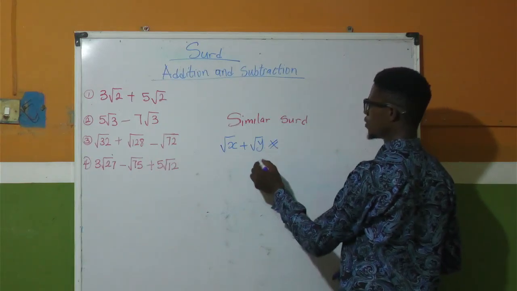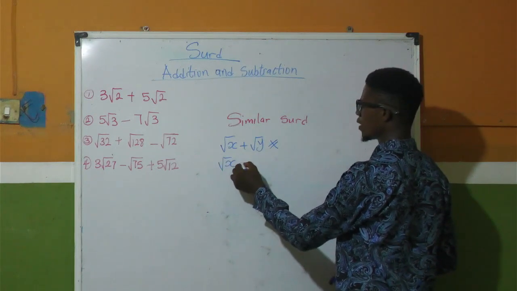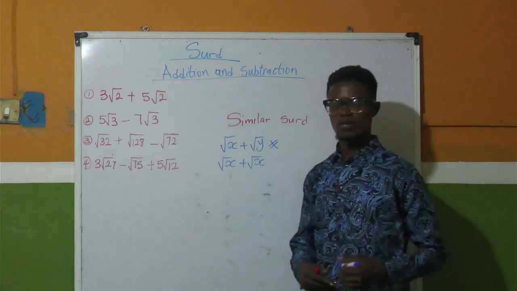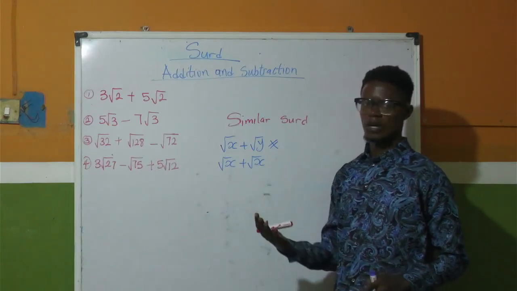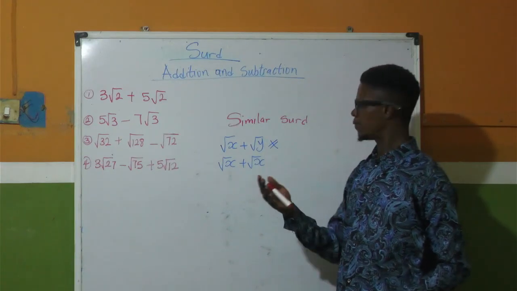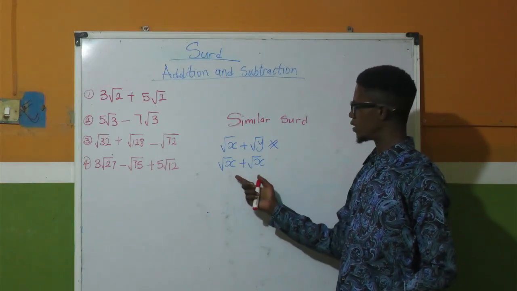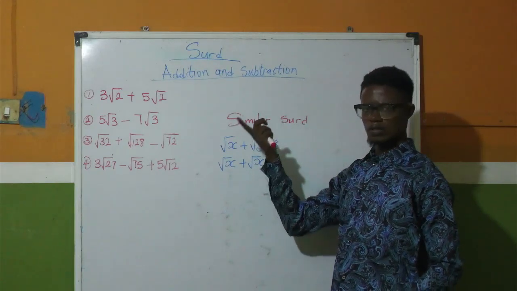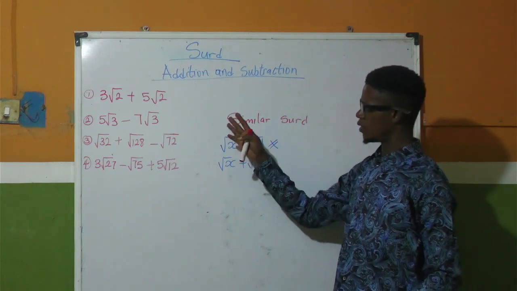For you to be able to perform the addition, they must have similar irrational values. That means the numbers in the roots must be the same. That is the only condition in which you can perform addition or subtraction of expressions in surd form, and that's the concept of similar surds. The irrational values must be the same before you can do either an addition or a subtraction of surds.